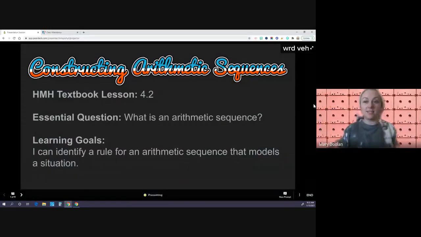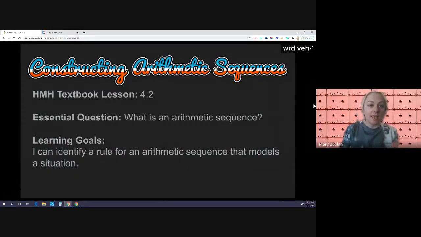Our second lesson on sequences, and it's from lesson 4.2 in your HMH textbook. The essential question: what is an arithmetic sequence? Learning goal: I can identify a rule for an arithmetic sequence that models the situation.